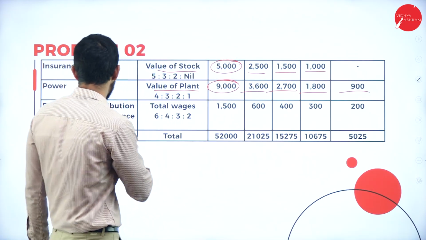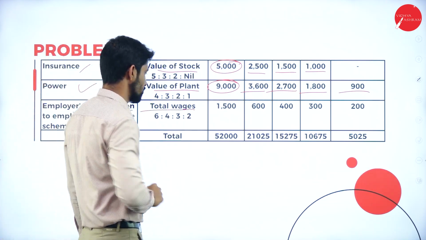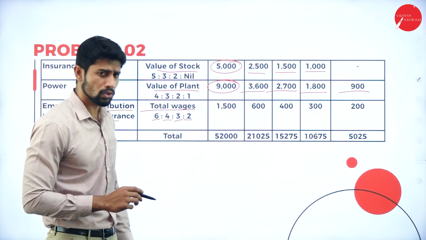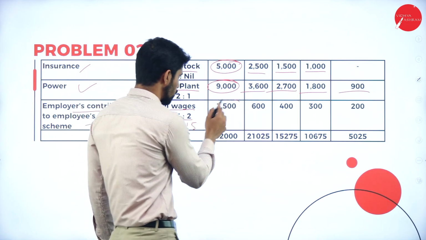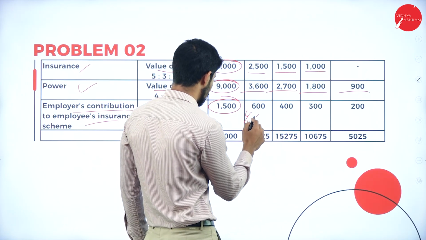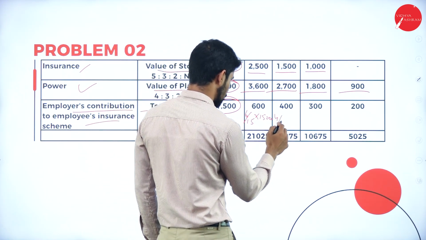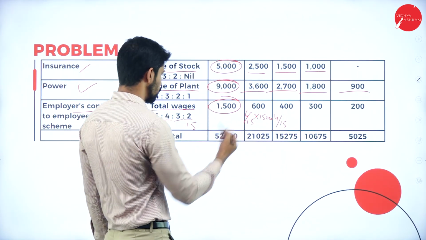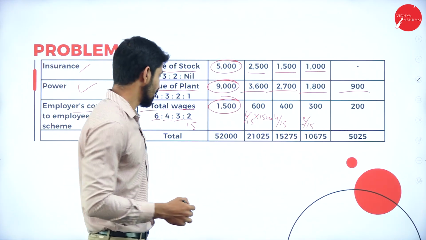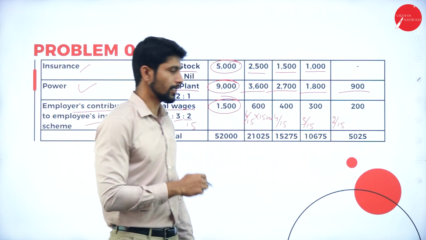And the next one is employer contribution to employees insurance scheme, which is based on the total wages. Okay, it is based on the total wages. So 6 is to 4 is to 3 is to 2. Total how much will you get? It is 15. So total how much are they contributing? 1,500. So 6 divided by 15 into 1,500. You will get 600. Next 4 divided by 15 into 1,500, you will get 400. Next, 3 divided by 15 into 1,500, you will get 300. Next, 2 divided by 15 into 1,500, you will get 200.